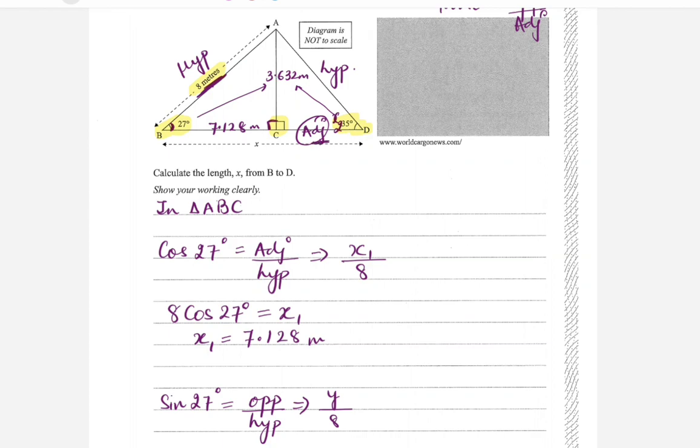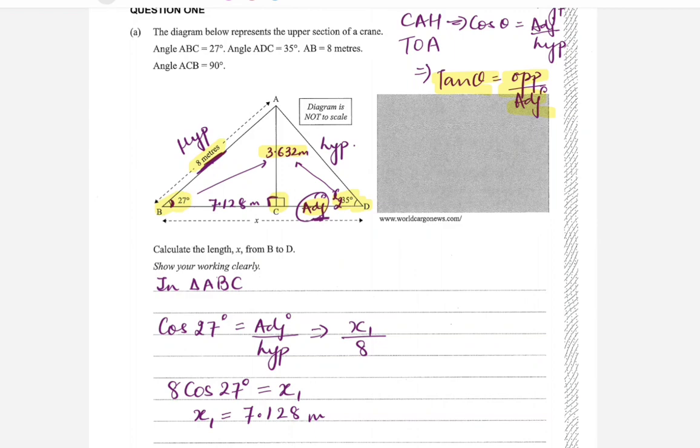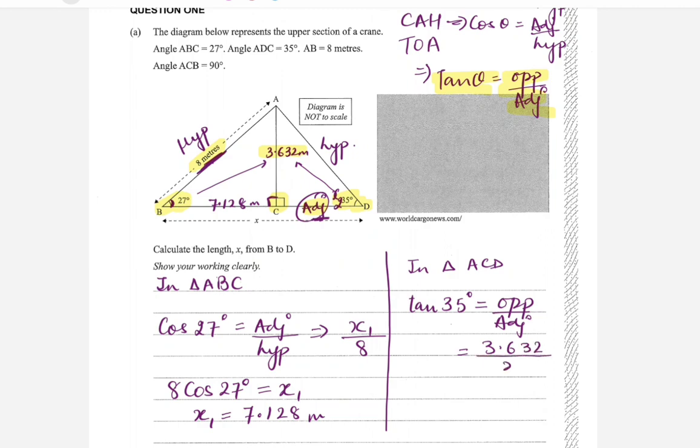We need to find the adjacent in the next triangle. Right? We have the opposite. We are finding the adjacent. So we have opposite and adjacent. Opposite and adjacent go with the tan. So we are going to use tan theta now. So now let's write in triangle ACD. Tan 35 degrees, because the angle is 35, is equal to opposite over adjacent. Opposite here is 3.632. Adjacent is x2. Let's leave it as tan 35 for now.